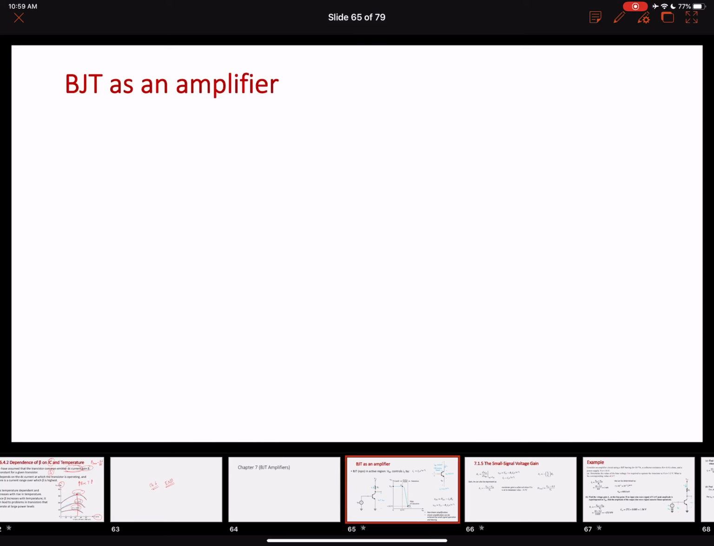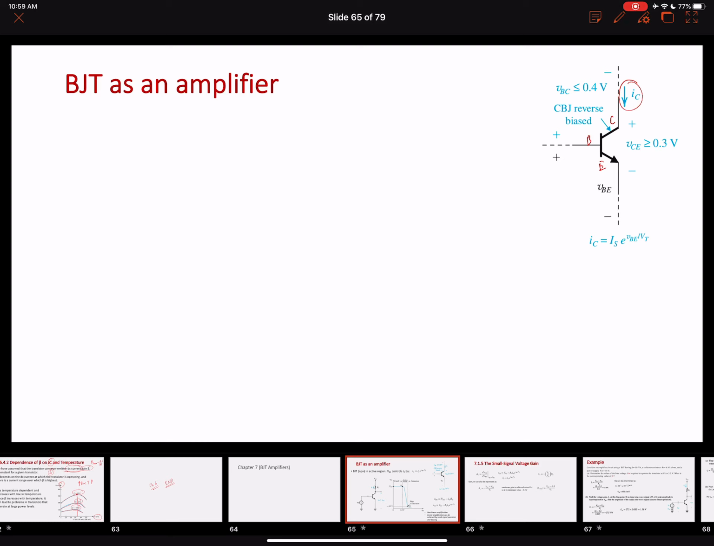Okay, so BJT as an amplifier. Here is a summary of whatever we have discussed in chapter number 6, a very quick recap. This figure shows an NPN bipolar junction transistor. This is your emitter, this is base, this is collector current.